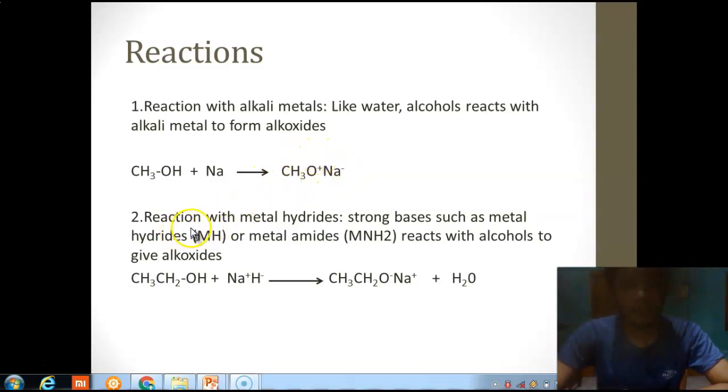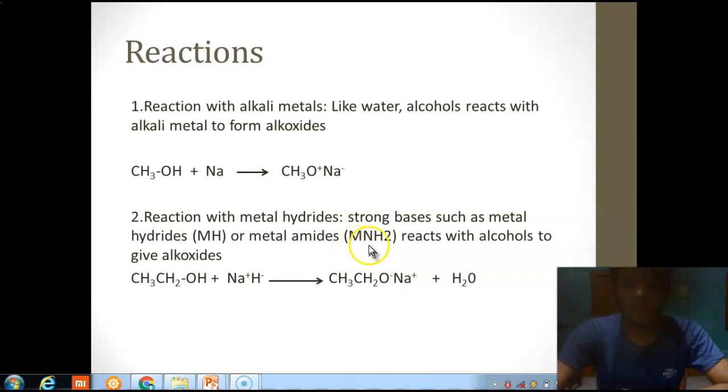Okay. Next, reaction with metal hydride. Metal hydrides or metal amides, when they react with alcohol, will give alkoxide. So this is ethanol, CH3CH2OH, and it will react with sodium hydride, and this will also give the alkoxide. So this one is sodium ethoxide along with hydrogen.